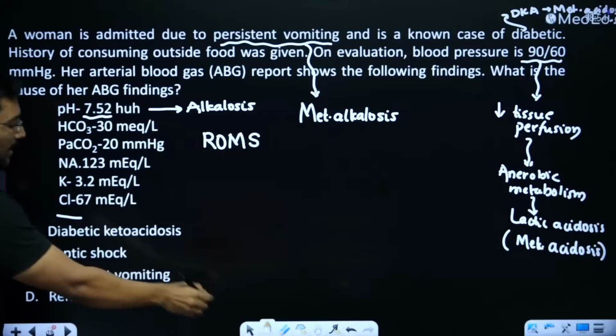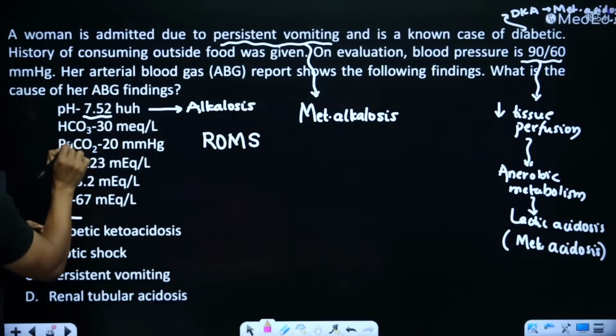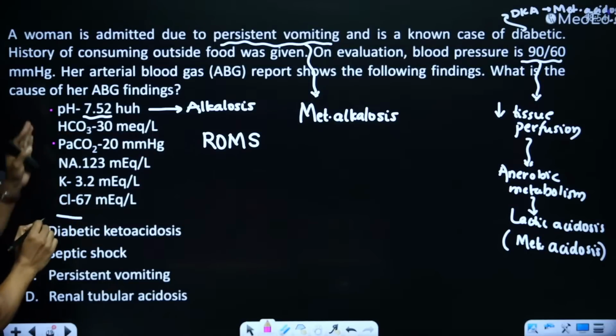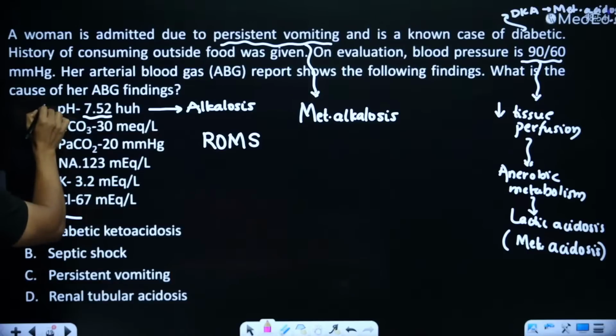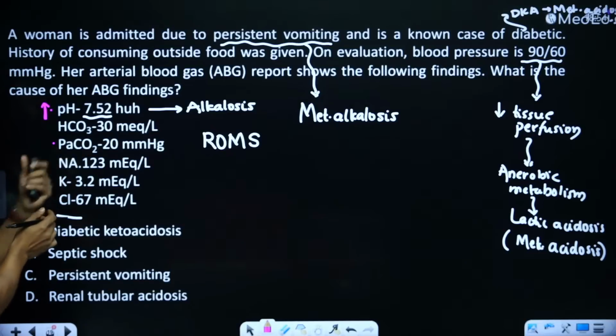So what does that mean? We are applying this ROME criteria to the pH and the PCO2, right? These are the two parameters we should see. We should see what is happening to pH. pH is increased above the normal value of 7.35 to 7.45. And what is happening to PaCO2?